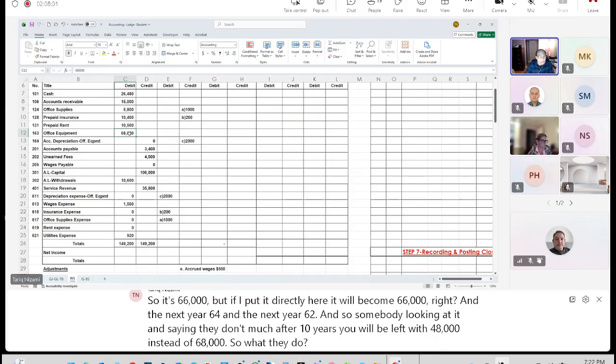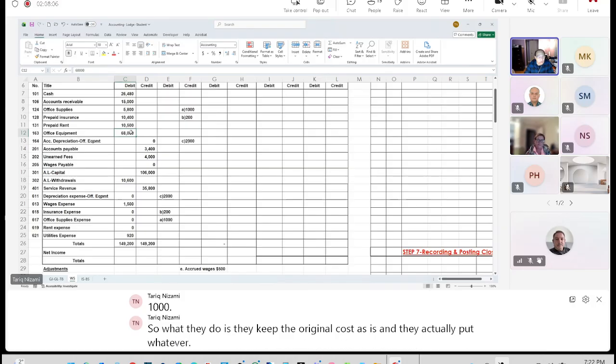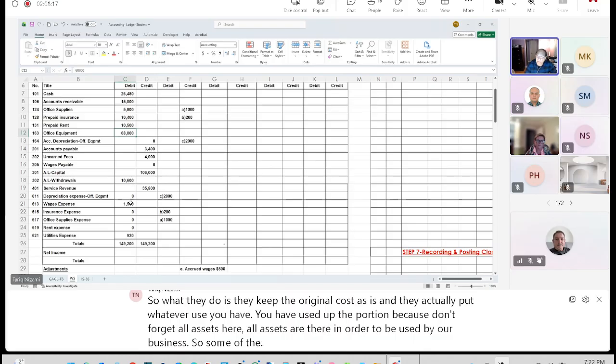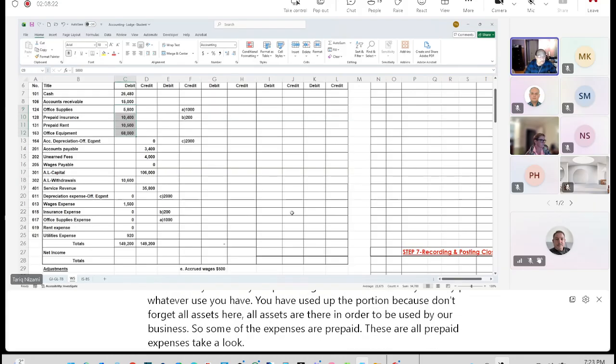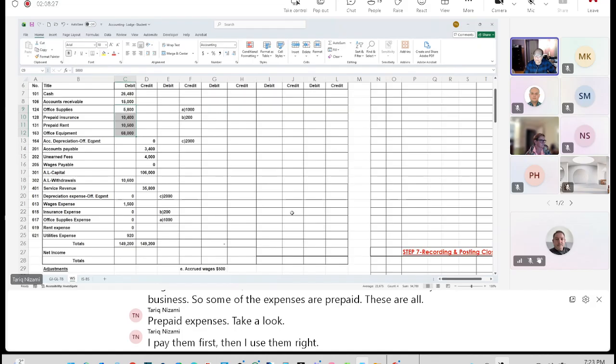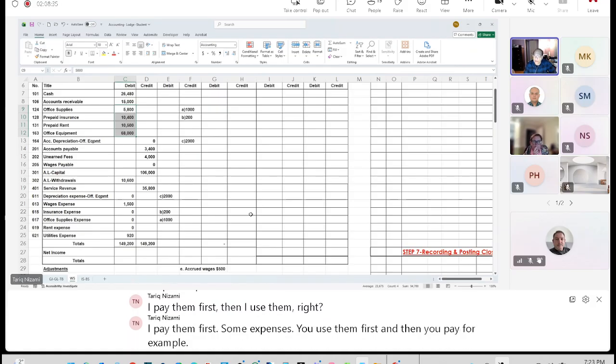So what they do is they keep the original cost as is, and they put whatever portion you have used up separately, because don't forget, all assets are there in order to be used by our business. Some of the expenses are prepaid. These are all prepaid expenses. I pay them first, then I use them. Some expenses, you use them first and then you pay, for example heat, light, and power, sometimes even rent. There's a lot of things.